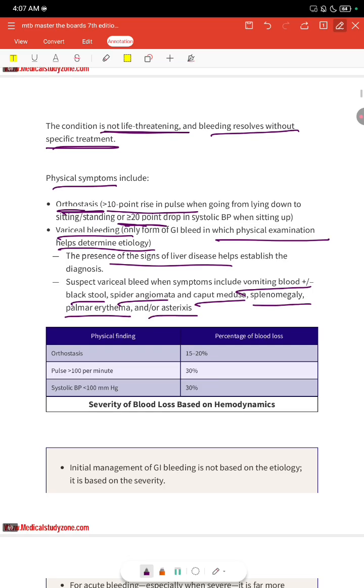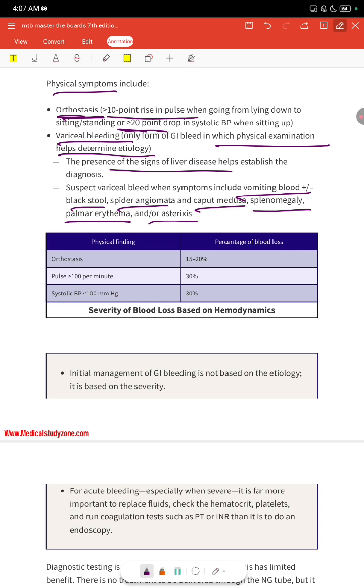So it is important to note all of it. Physical findings, orthostasis, and percentage of blood loss. If 15 to 20% of the entire blood is lost, the physical finding will show orthostasis.